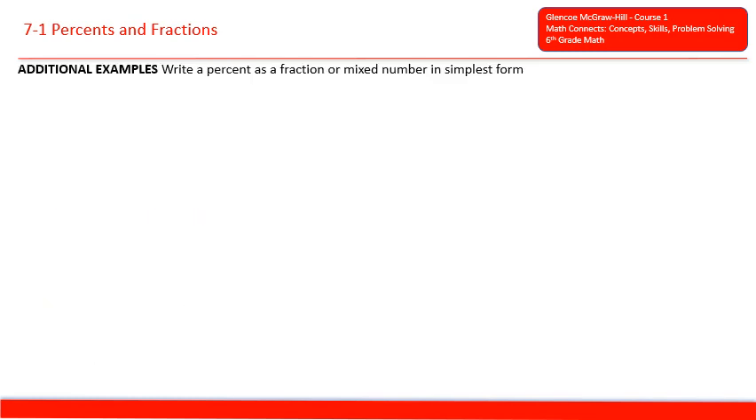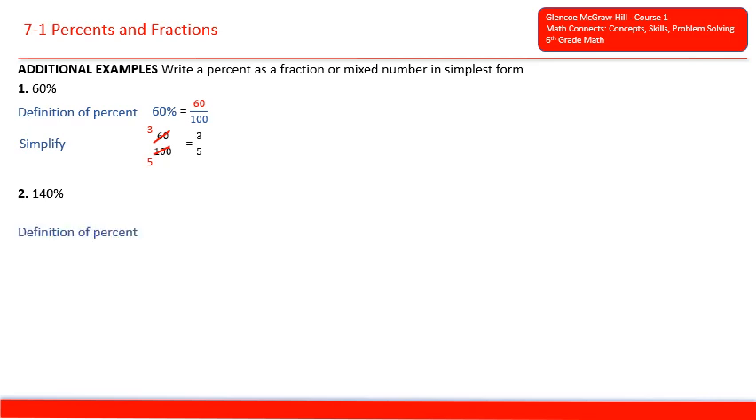Additional examples. Write a percent as a fraction or mixed number in simplest form. 60%. Definition of percent, 60% equals 60 over 100. Simplify. So the greatest common factor of 60 and 100 is 20. So 20 goes into 60 3 times, 20 goes into 100 5 times, we get 3/5.